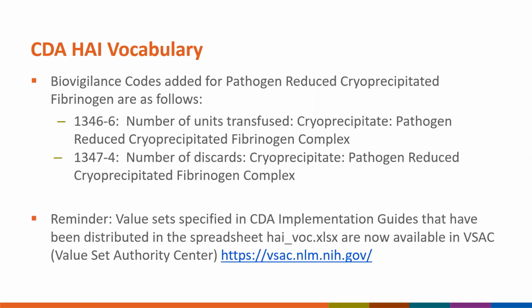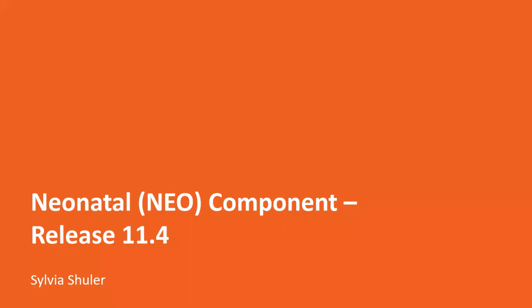This is a reminder that our value sets are specified in the CDA implementation guides that have been distributed in the spreadsheet, HAI_VOC. And they are all available in the VSAC website, the Value Set Authority Center. You can find all of our value sets there. Next slide, please. I'm passing over back to Sylvia.